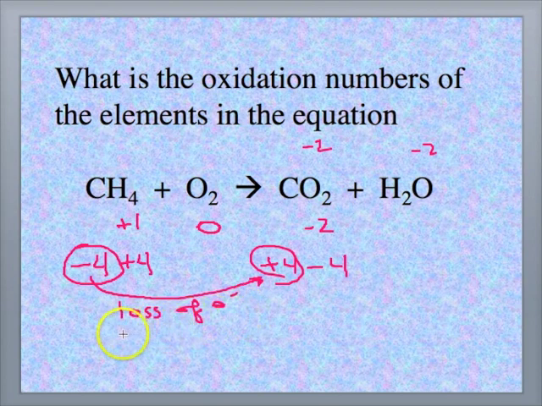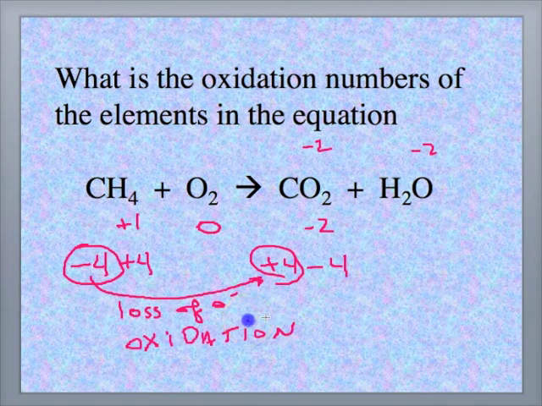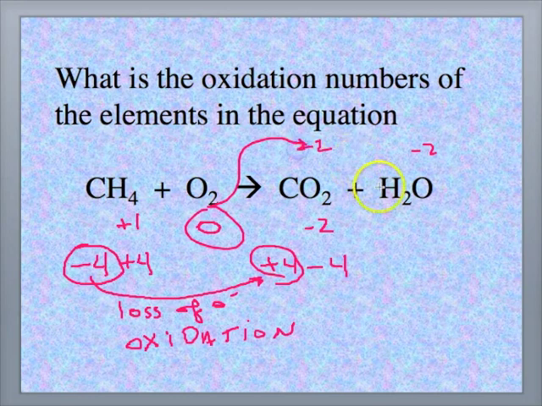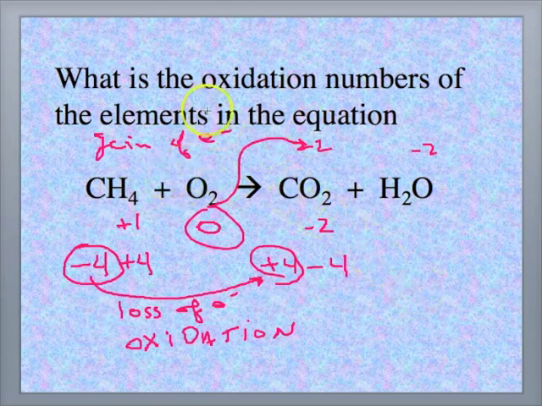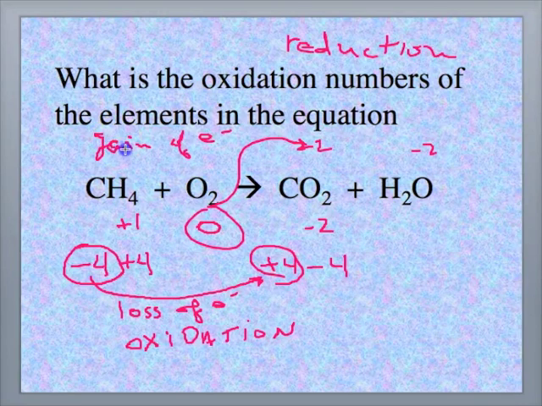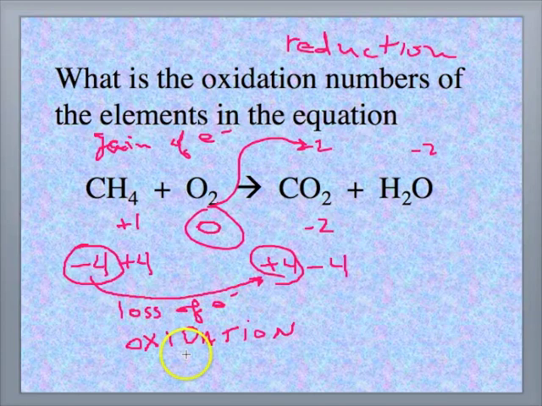And a process in which electrons are lost is called oxidation. Oxidation is a loss of electrons. And if we look at oxygen, it's going from 0 to -2. That is a gain of electrons. And we call a gain of electrons reduction. Reduction. That's a gain of electrons. Loss of electrons is oxidation. Gain of electrons is reduction.